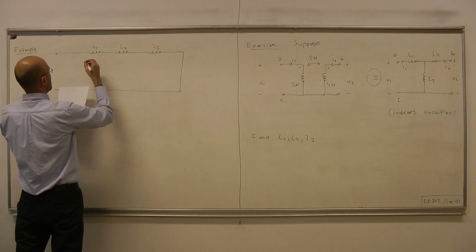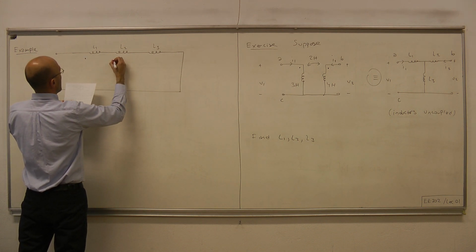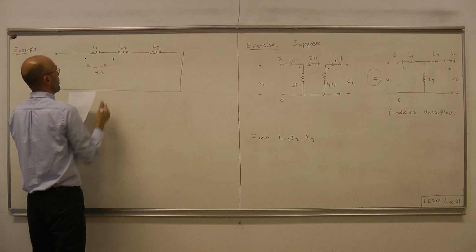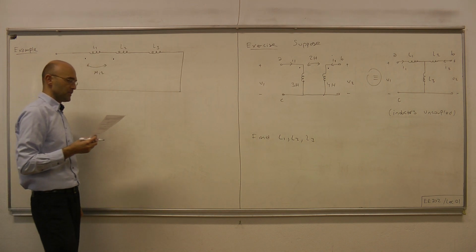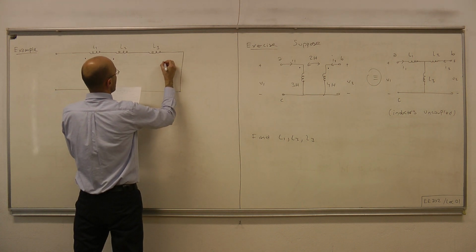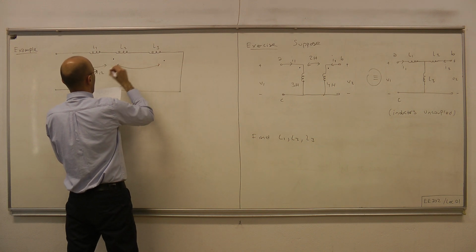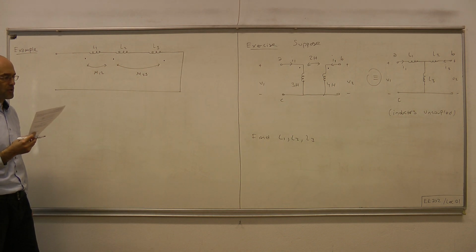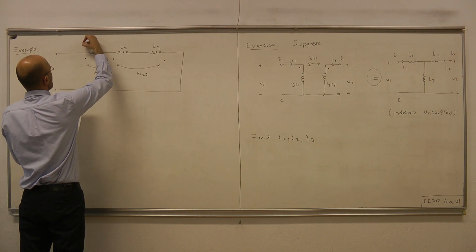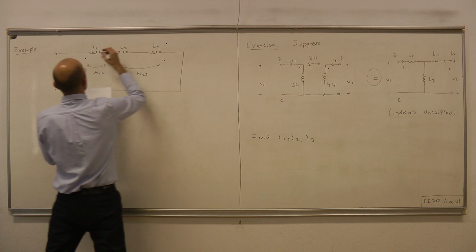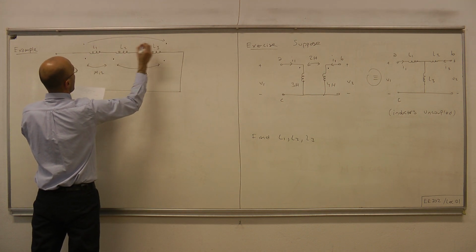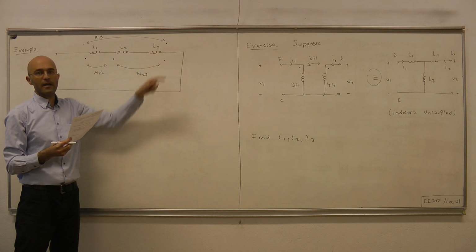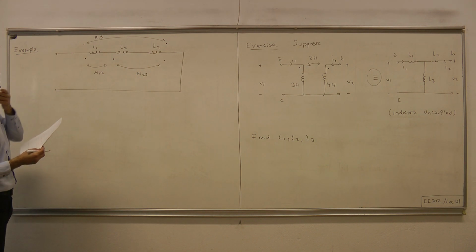So what we have here is M12 with dots placed as such, and then we have M23 with dots placed as such, and finally we have M13, where dots are placed in the shown positions.